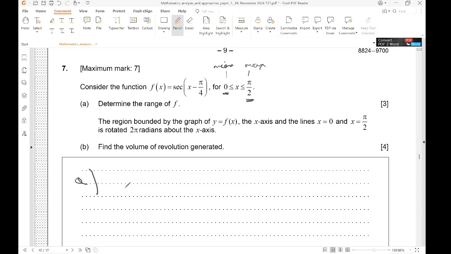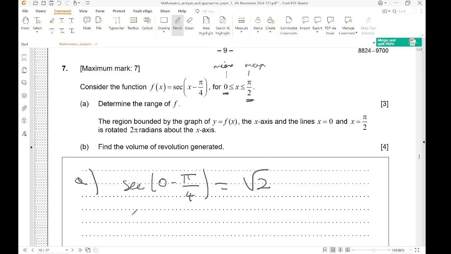So if we plug in f of 0, which is secant of 0 minus pi over 4, you should get secant. Secant is 1 over cos. So our original value, if it was cos, would be 1 over root 2, but since it's secant and it's negative pi over 4, it should be root 2.